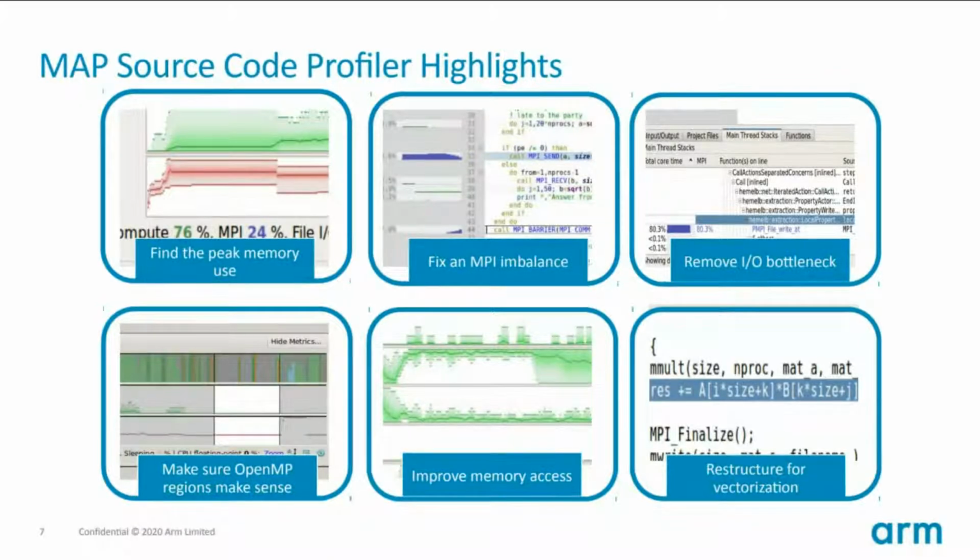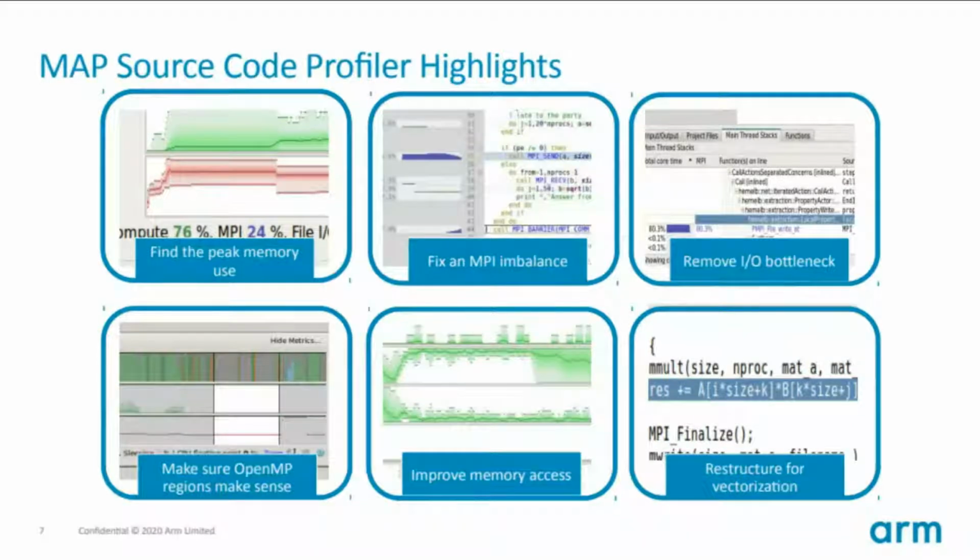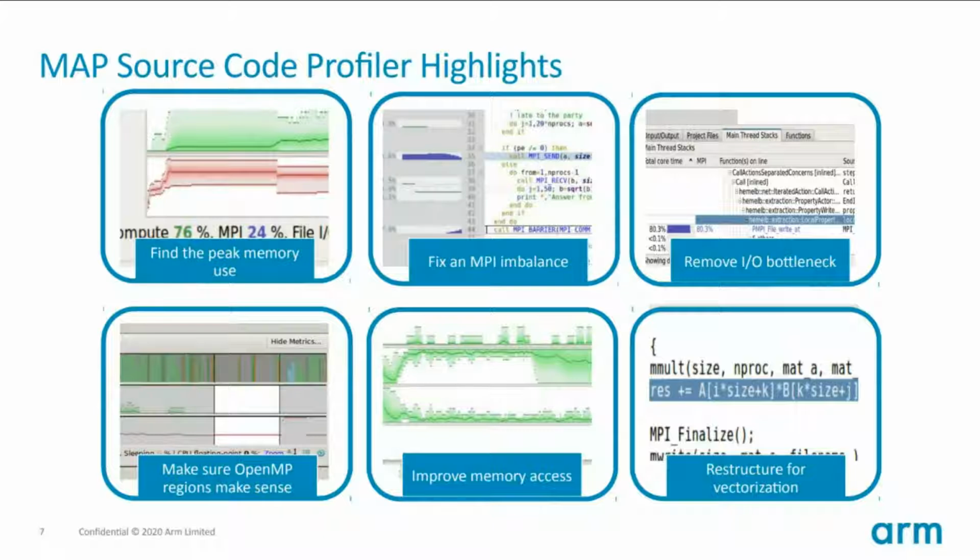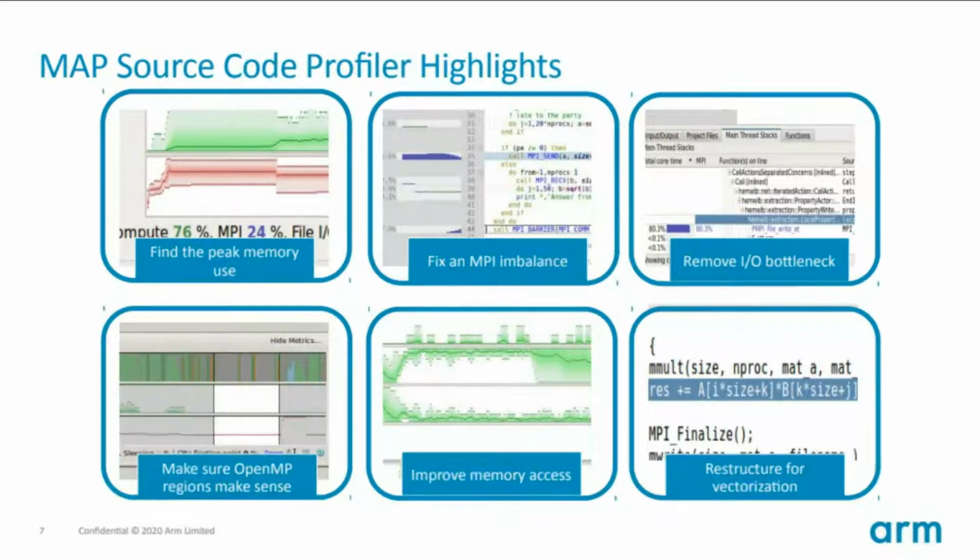Analyzing OpenMP, similar to looking at balance of computation across MPI, but across threads, is seeing that you're getting a good workload balance of OpenMP and using all the threads well. Memory access patterns: MAP is very visual, very easy to see how you're accessing memory and getting good distribution.